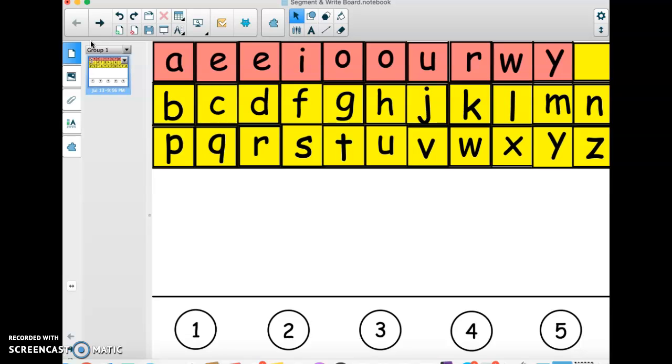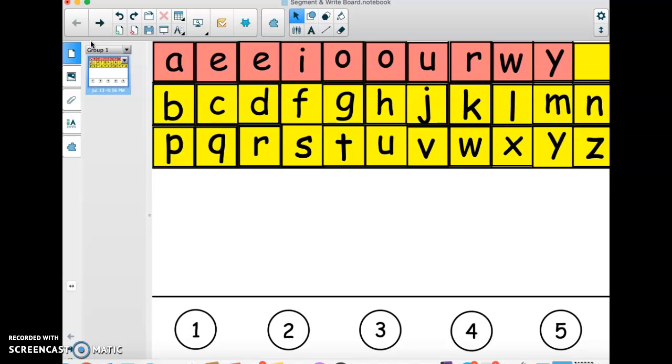And I'm going to give you a word that we are going to stretch and find the sounds for. My first word is gap. Gap. She had a gap between her teeth. Gap. So let's stretch that word.